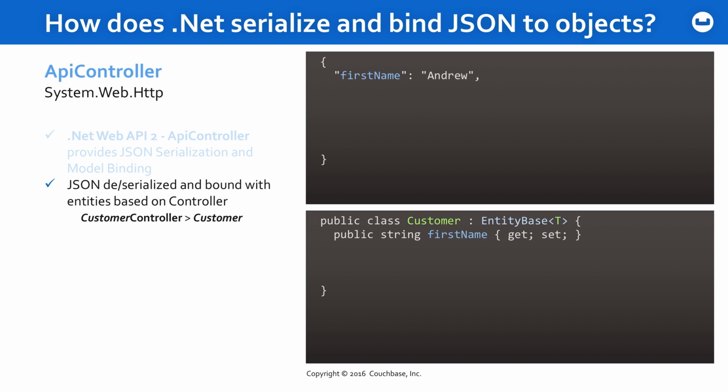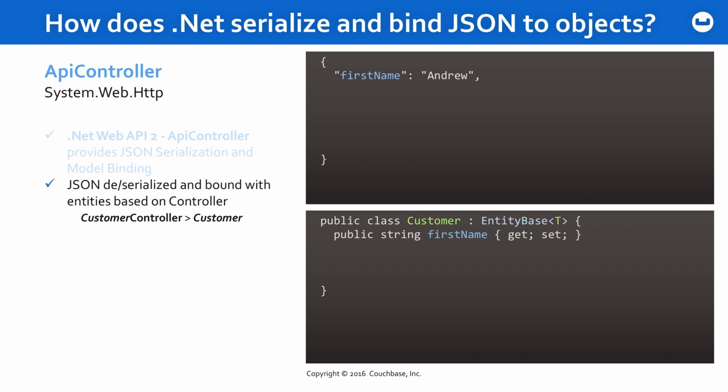So your JSON is going to be serialized and deserialized and then bound with entities that you define based on the controller that you put together. The customer controller in our case derives from API controller, which is where this functionality comes from, and it's going to take data and bind it with a corresponding customer class that you'll define. We're going to base it on a base class, as you'll see, which will be generically typed.